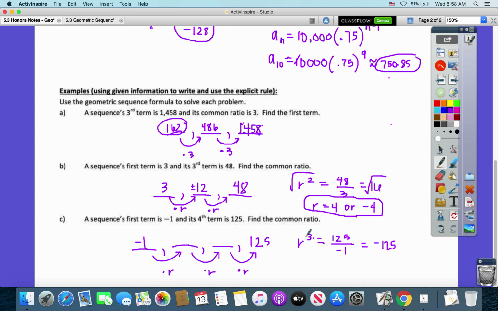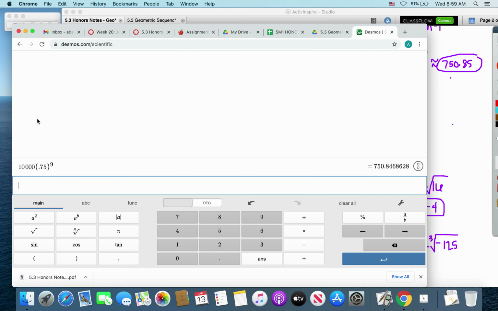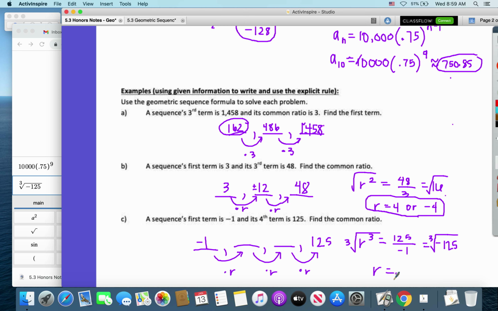So to undo this cubed, we have to take the cube root of each of these. And that gives us r equals the cube root of -125. We haven't done this a lot, but we can do the cube root of -125, and the answer is -5. So our common ratio on this one is -5.